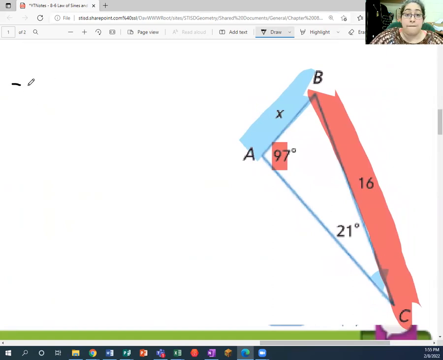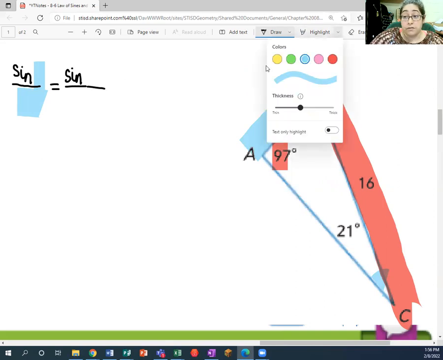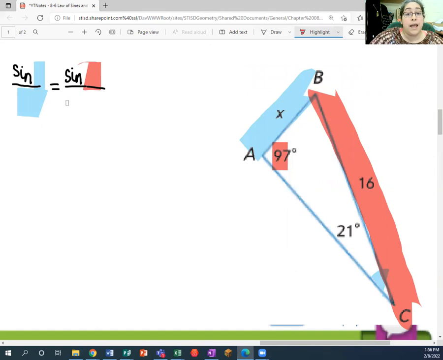So I have one of my angles. Here's one of my proportions. So I have the sine of one of my angles. We'll say that that's the blue angle, and underneath it is going to be the measure of the blue side. And then on my other fraction, I'm going to have the sine of the other angle in my triangle. This one I colored red. And then under it is going to be the measure of the side opposite that angle.